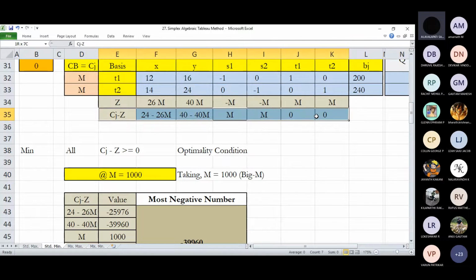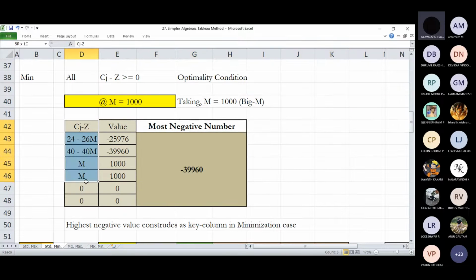So I just copy the entire Cj value which we have got, and we need to find out the value of this. So we'll substitute M equal to 1000, which is a very huge number. So 24 minus 26,000, which is nothing but minus 25,976. And similarly 40 minus 40M, which is nothing but minus 39,960, and M is the positive value 1000, 0. So we need to find the most negative number.